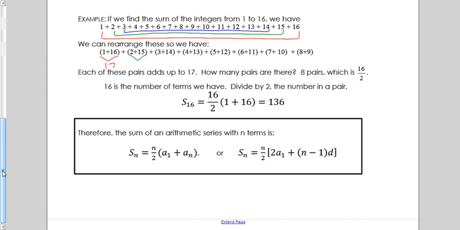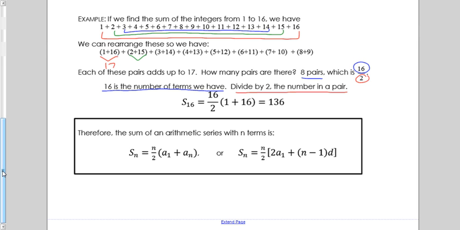So we just need to figure out how many pairs there are. Well, there are 8 pairs. We could count them up, or we could say there were 16 total items. 16 is the number of terms we have. And then we divide that by 2. We're dividing by 2 because that's how many are in a pair.